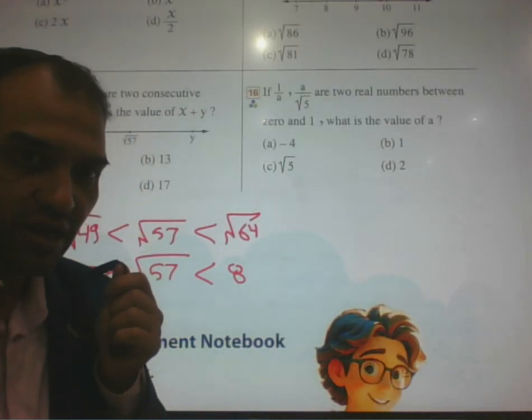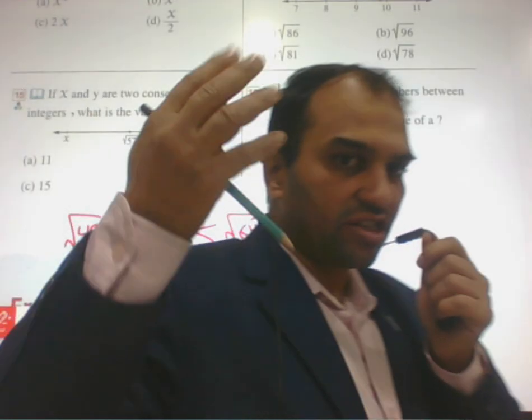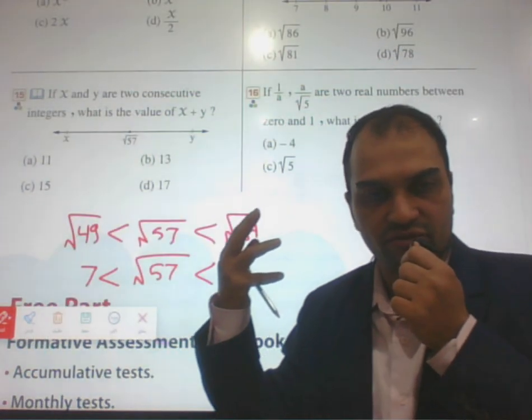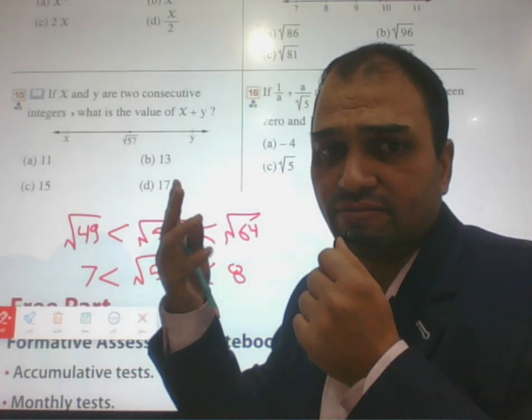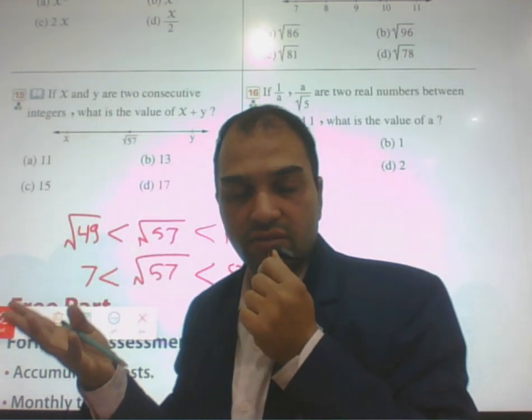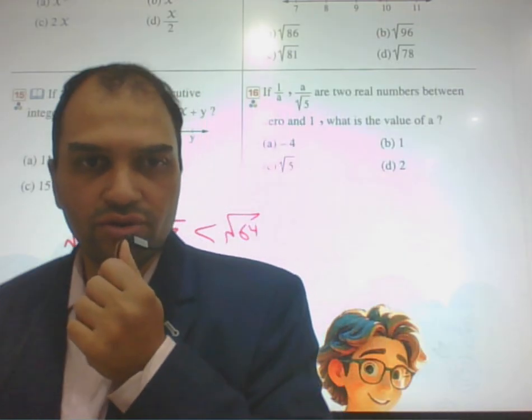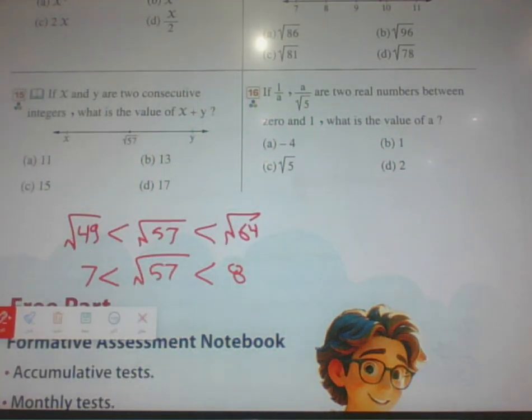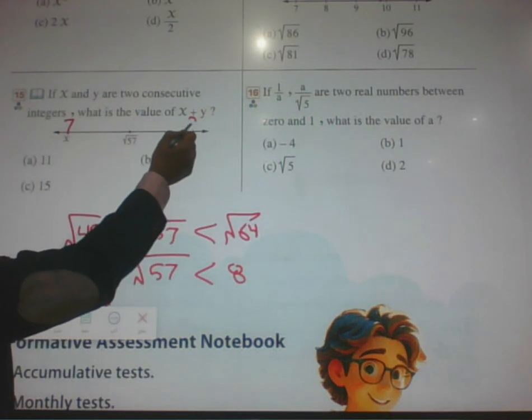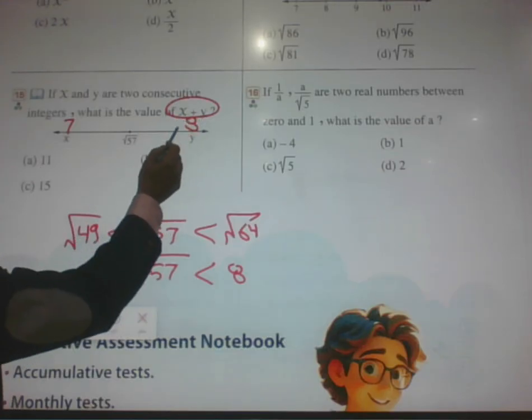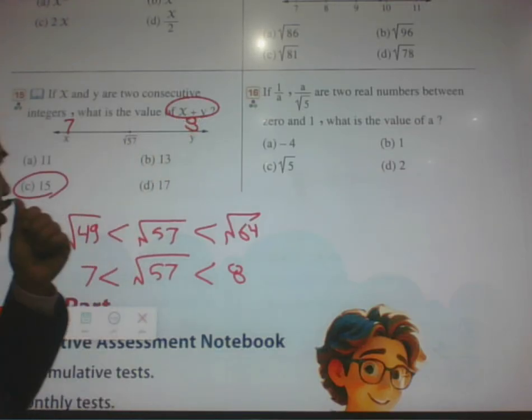Do you follow me? For 57, we can write the square root of the number before it, 49, because the square root of 49 is 7. And here, the square root of 64 equals 8. Then the value here is 7 and here is 8. He wants them added together: 7 plus 8 equals 15.